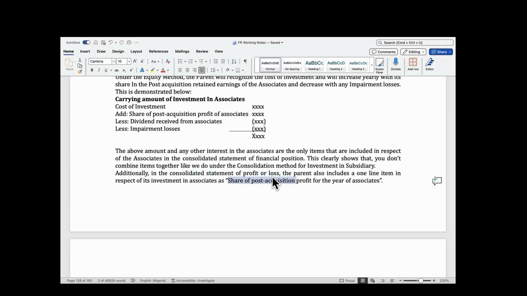Your share of profit of the associate, you add it to your consolidated profit. And that's it. Just one line item. You're done. And that is it for associate.